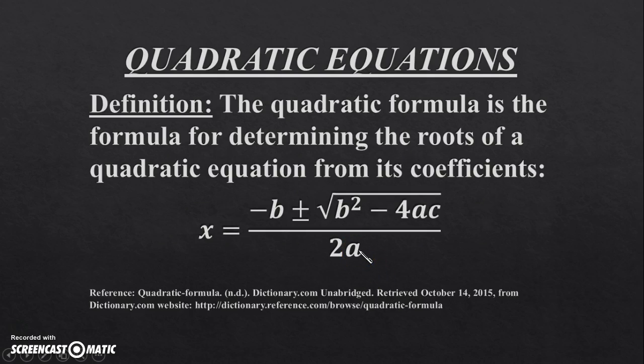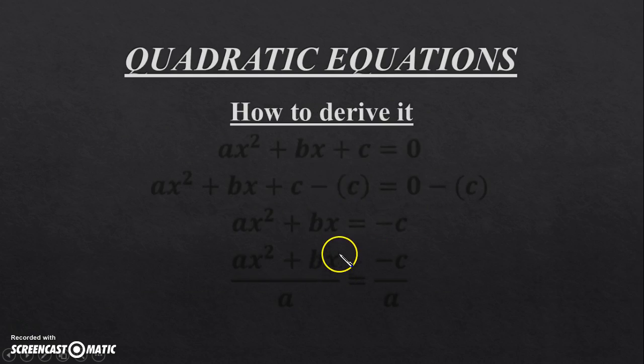Now another one is the quadratic formula, which is for determining the roots of a quadratic equation from its coefficients. We use this equation to basically summarize it. So x equals negative b plus or minus the square root of b squared minus 4ac, divided by 2a.